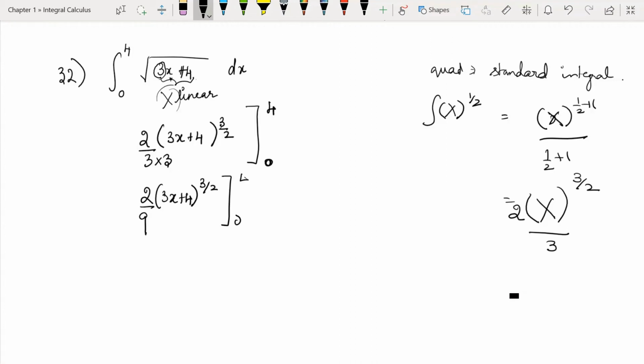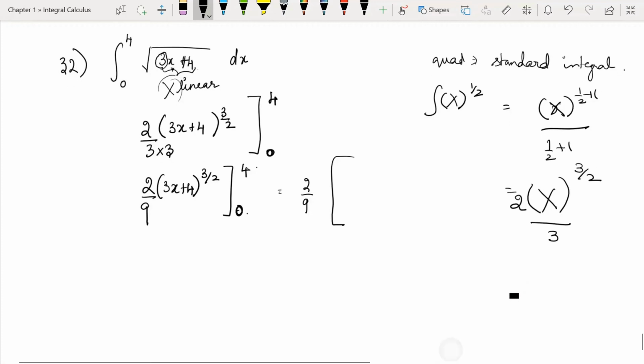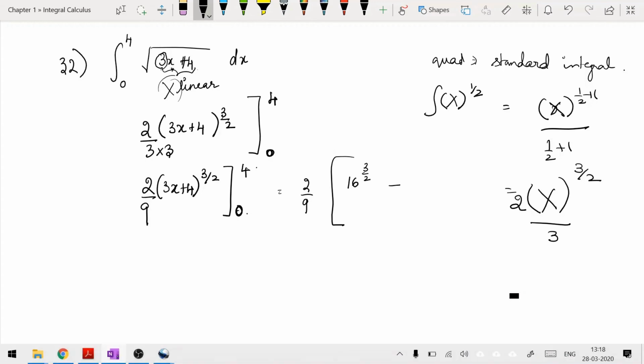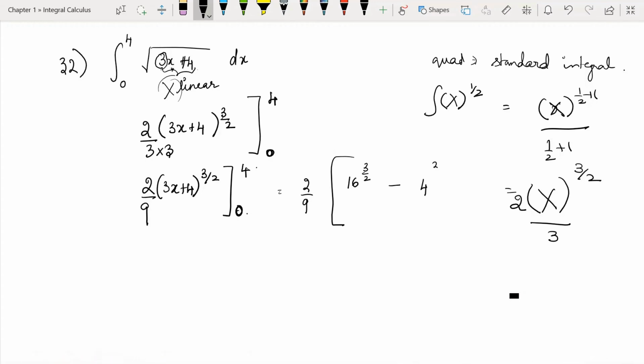0 to 4. So let us substitute 4 first. See, this 2 by 9 is common to both 0 and 4, so you can keep it common. You need not take it within the bracket. Then your calculations will become more complicated, so let us avoid that. Now 3 4s are 12. 12 plus 4 is 16. 16 raised to the power of 3 by 2. Then minus, 3 into 0 is 0. 0 plus 4 is 4 power 3 by 2.